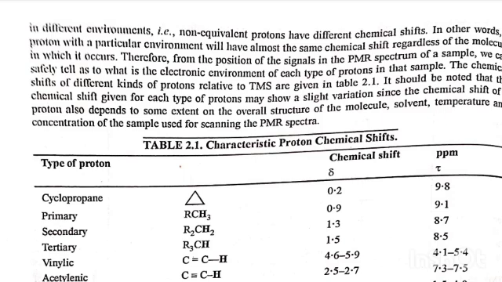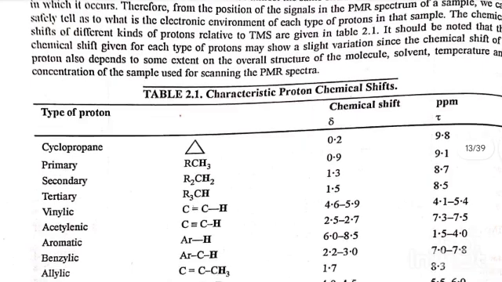The chemical shifts of different kinds of protons relative to TMS are given in a table. It should be noted that the chemical shift given for each type of proton may show a slight variation, since the chemical shift of a proton also depends to some extent on the overall structure of the molecule, solvent, temperature, and concentration of the sample used for scanning the PMR spectrum.